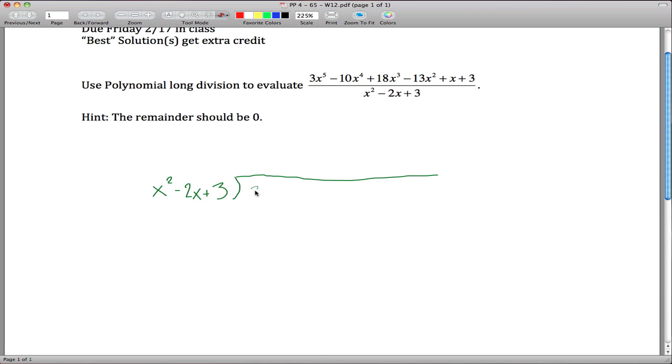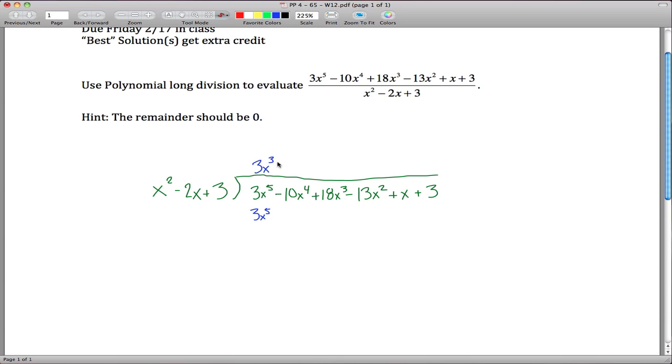And up top here we got 3x to the 5th minus 10x to the 4th plus 18x cubed minus 13x squared plus x plus 3. Okay, so the way we are going to attack this problem is by first figuring out what we'd have to write up here so that when we multiply it by this guy, we'll get a 3x to the 5th. So since our biggest term here is x squared, what we'll want is 3x cubed, because 3x cubed times x squared is 3x to the 5th.